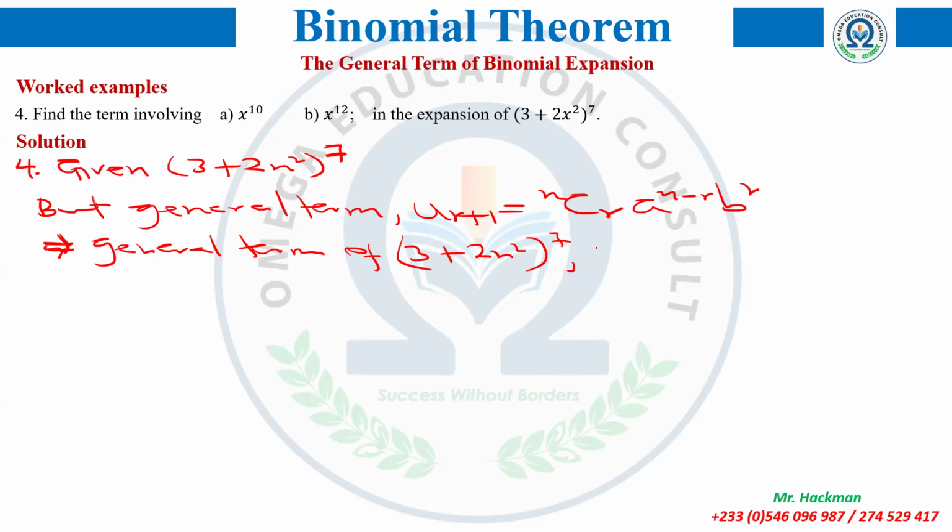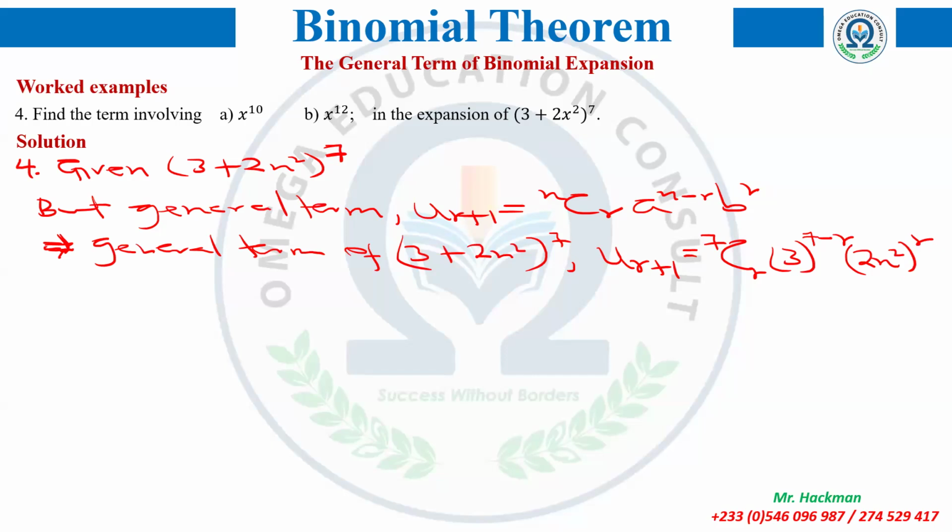therefore, u sub r plus 1 will be equal to 7 combination r. Then what is our a? So we are comparing mentally. A is 3, is that not it? To what power? 7 minus r. Do you agree? Okay, and what is our b? 2x squared. Do you agree? To what power? To the power r. Is that clear?